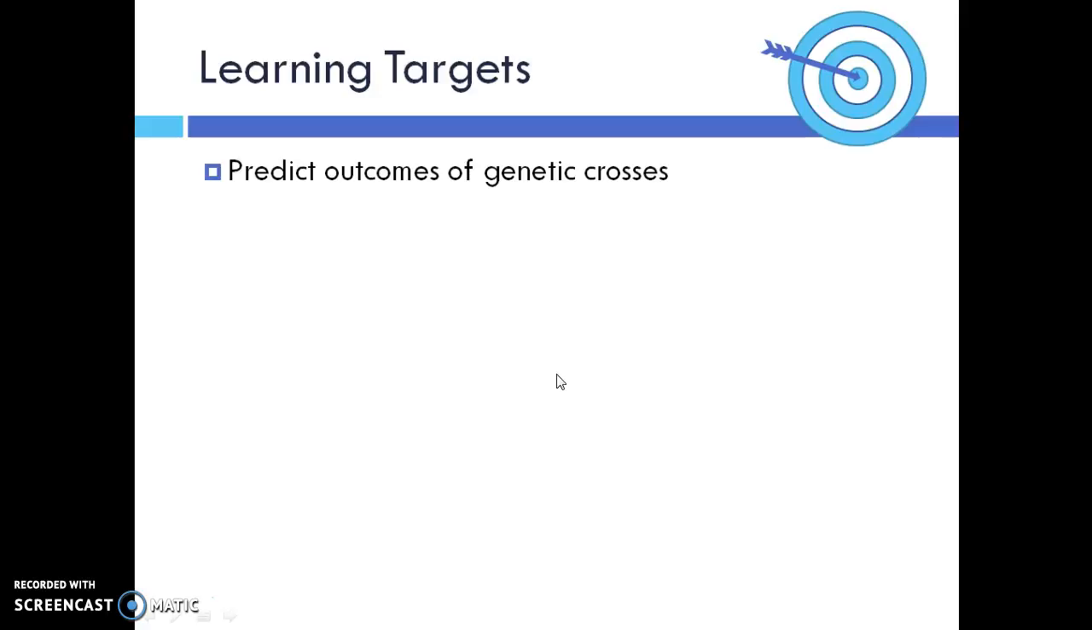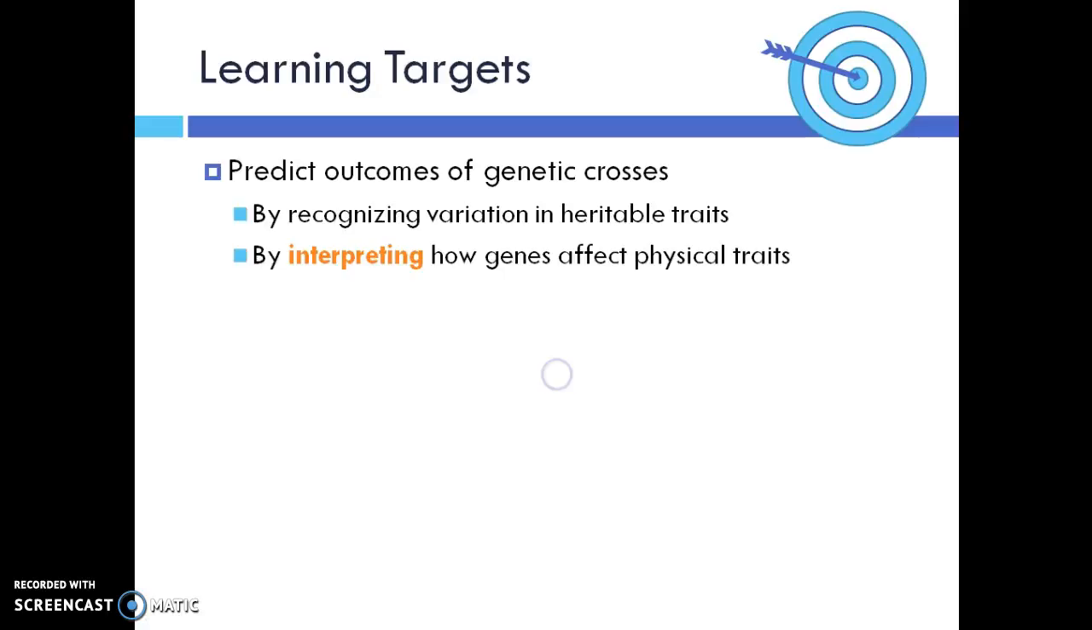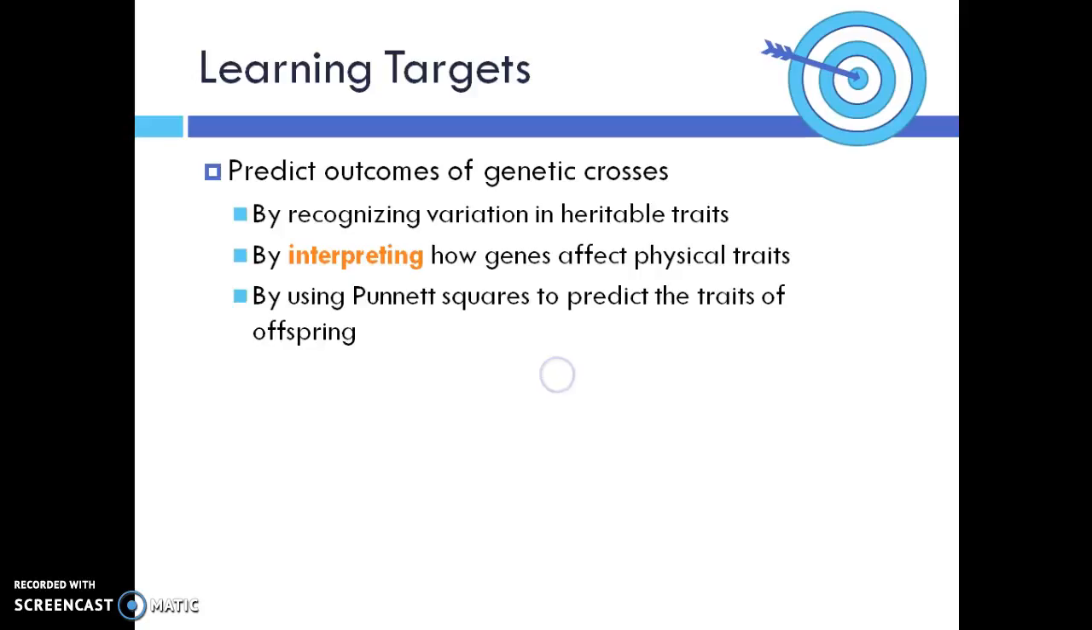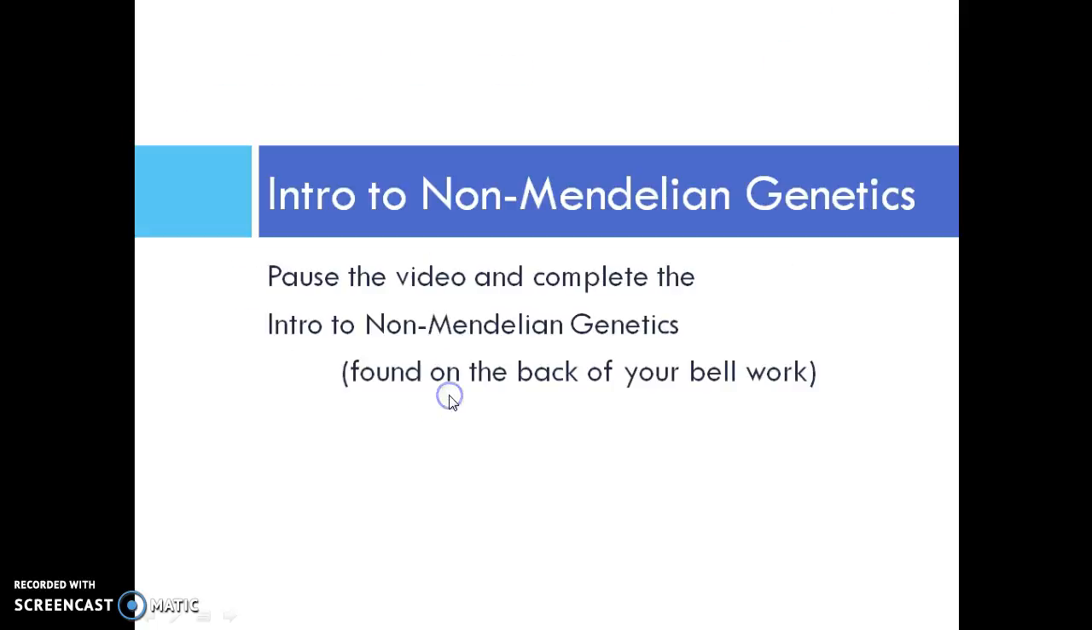All right, today what we want to do is to continue to predict outcomes of genetic crosses by recognizing variation in traits, interpreting how genes affect physical traits, and using Punnett squares to predict the traits of those offspring. So let's do a little recap about how we can interpret how genes affect physical traits and how we can use Punnett squares. So if you could, take a look at the back side of your bell work. It says Intro to Non-Mendelian Genetics.